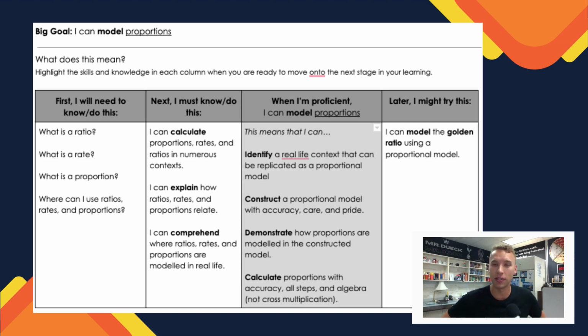As students progress through this unit of study or this learning continuum, they can highlight the skills or knowledge that they've acquired. So when you teach the lesson on what is a ratio and they understand it, we can highlight that and we can make our way through this learning continuum much like a learning ladder, which I'll show you in a moment.